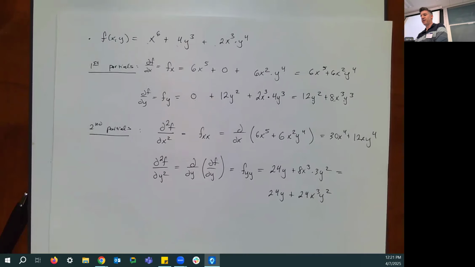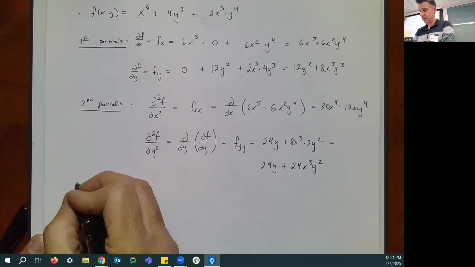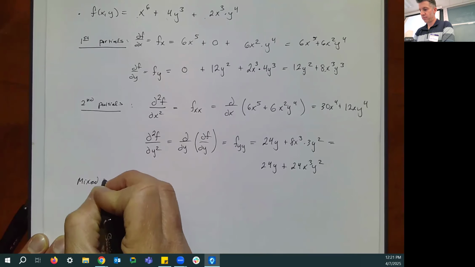And then nobody's favorite, the mixed partials.